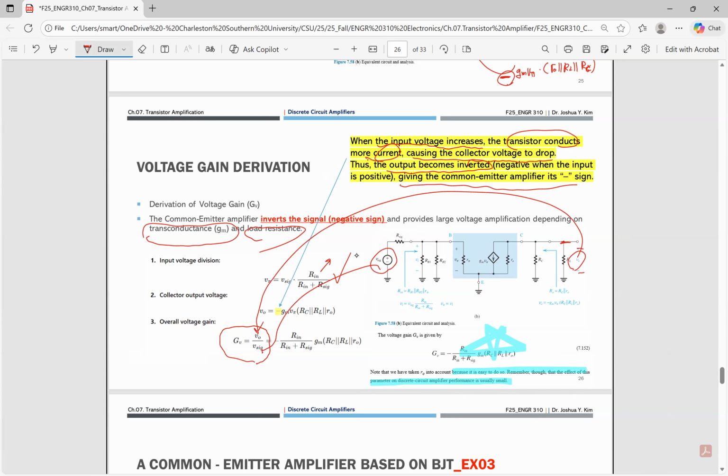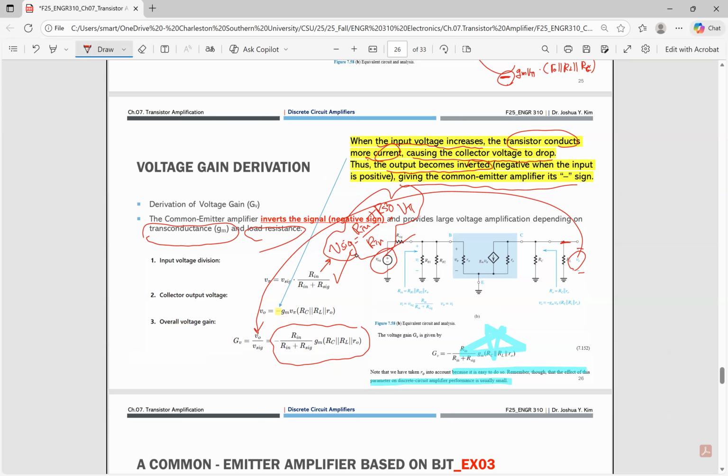From here, v sub signal is what? R sub in over R sub in plus R sub signal, times v sub pi. Then the v sub out, we just plug in here. So finally we can get this one: minus R sub in over R sub in plus R sub signal, times g sub m, times R sub C, R sub L, and r sub o.